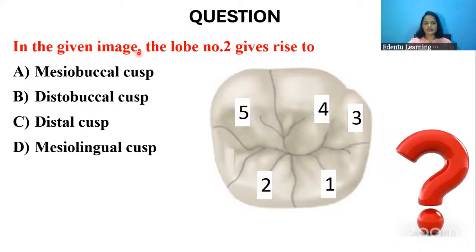Now, coming to the next question. In the given image, this is lobe number 2. It gives rise to which cusp? Does it give rise to the mesiobuccal cusp, or the distobuccal cusp, or the distal cusp, or the mesiolingual cusp? So these lobes and cusps are different. Lobes are the developmental centers. They are like the growth centers for the cusp. So this lobe only will give rise to a cusp in future.